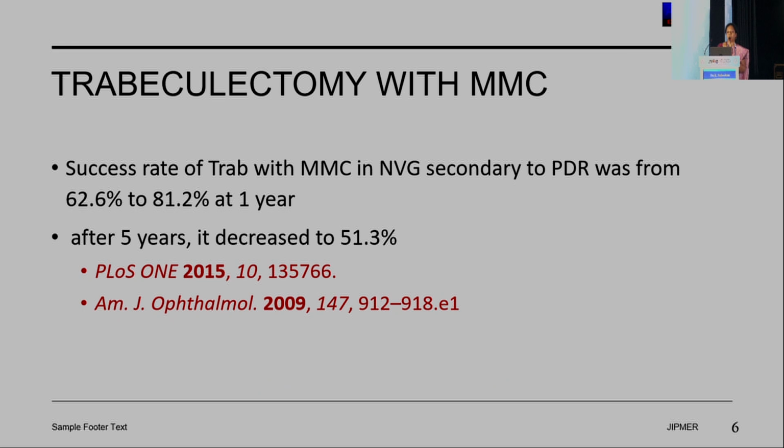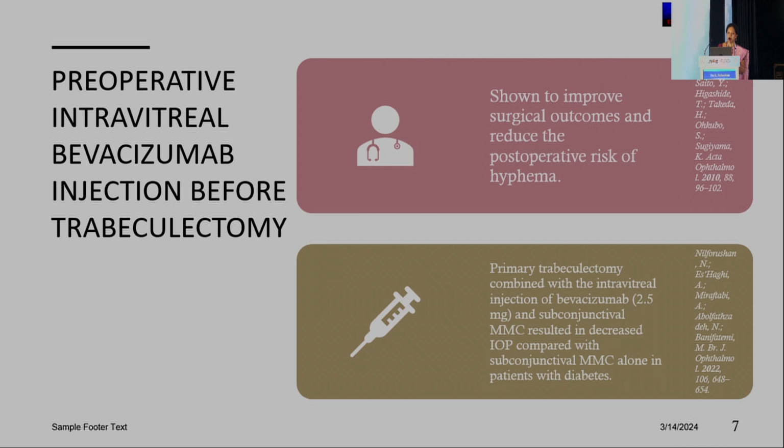So, talking about trabeculectomy with MMC, the success rate is much less compared to a TRAB in other glaucomas. It ranges between 62 to 80% in some studies at 1 year, and it further decreases over the years. So it's very important that a preoperative intravitreal bevacizumab injection be given before a trabeculectomy, because it has been shown to improve the surgical outcomes and reduce the postoperative risk of hyphema.